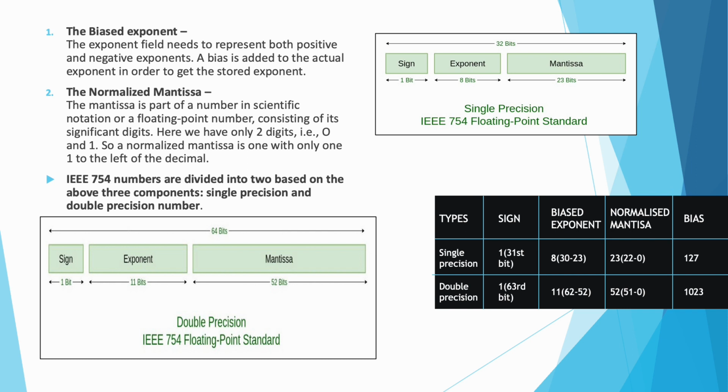Now coming to the table, there are two types: single precision and double precision. Sign of single precision is 1 bit, the 31st bit, and double precision sign is 1 bit, the 63rd bit. Biased exponent is 8 bits, 30 to 23, and 11 bits, 62 to 52. Normalized mantissa of single precision is 23 bits, 22 to 0, and double precision is 52 bits, 51 to 0. Bias is 127 and the double precision bias is 1023.